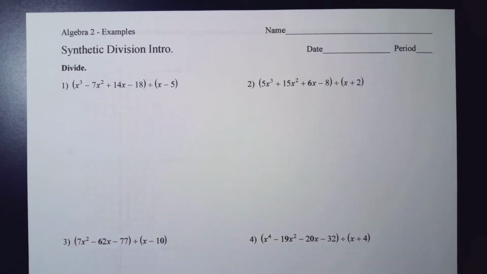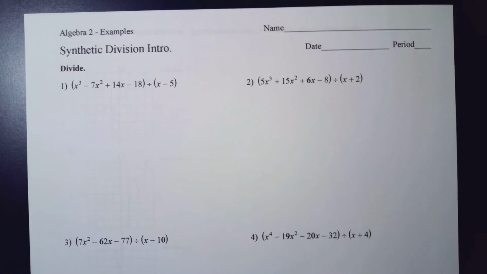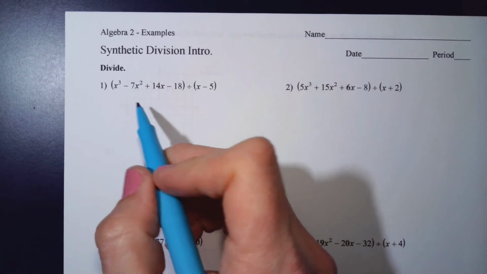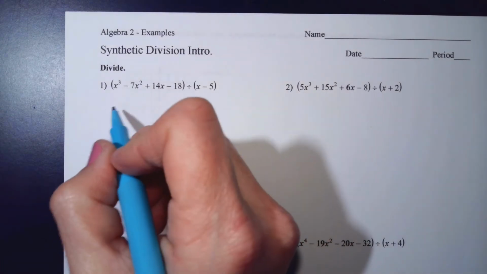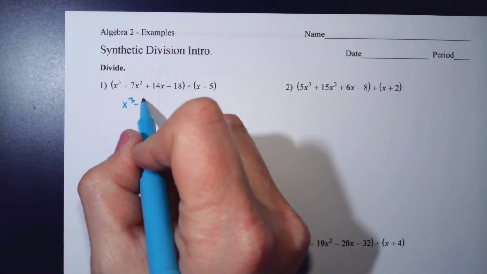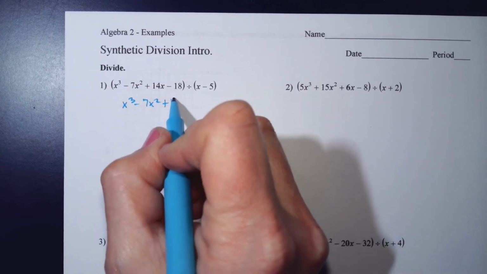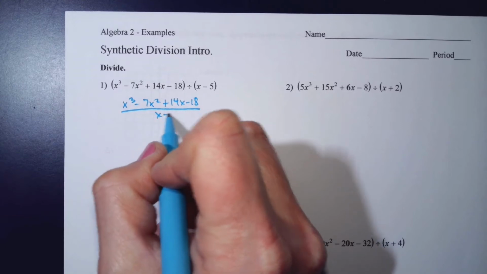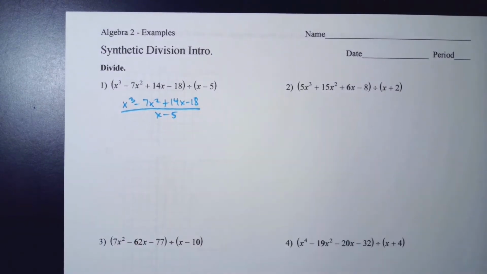And so we're just going to do that because we're going to need it for next class to finish a process that we're going to have to do. So what you do is this. You could see this written long ways like this, or you might see it written like this: x to the third minus 7x squared plus 14x minus 18 divided by x minus 5. So you can see it either way, it doesn't matter.